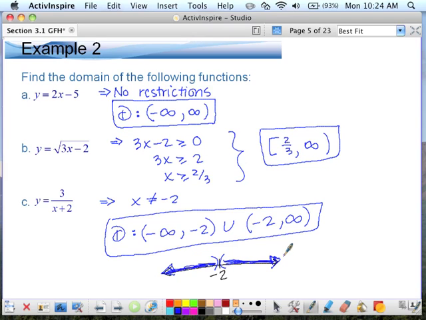Now up here, this one had a bracket, and you may want to know that square roots will always have a bracket on one side, whereas the ones with variables in the denominator won't. You're not allowed to have a variable in the denominator there, so it becomes a parenthesis.